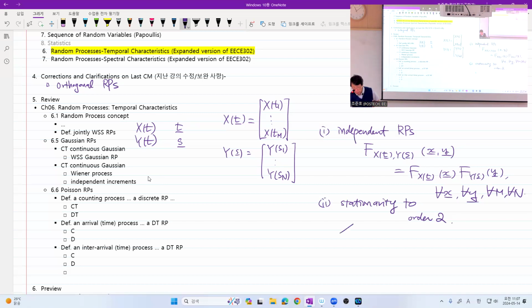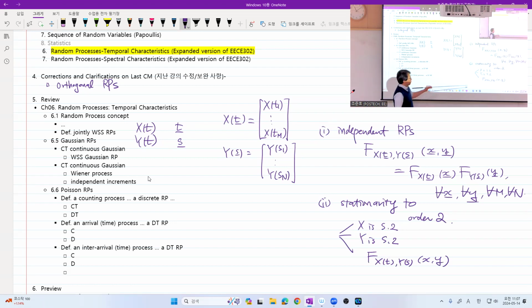So X is stationary to order 2, Y is stationary to order 2, and here comes something interesting. You find the joint CDF of 2 random variables for any time instants t and s. And then stationarity means what? If you add the same time offset to t and s, this joint CDF must not change. So F at t plus capital delta, s plus capital delta, for all x comma y and for all delta. And of course for all t and s.